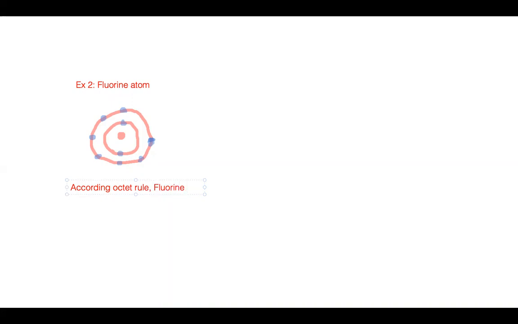So we are going to find out this. Okay, let me ask you a question. How many valence electrons does the fluorine have? Correct, 7. So to become 8, what should be done? How many more electrons does it need? Already it has 7. So to become 8, how many more electrons does it need?